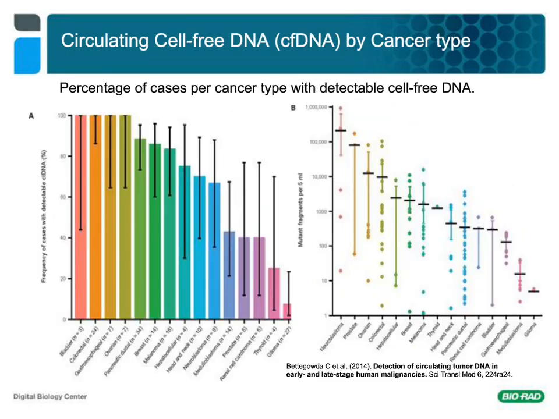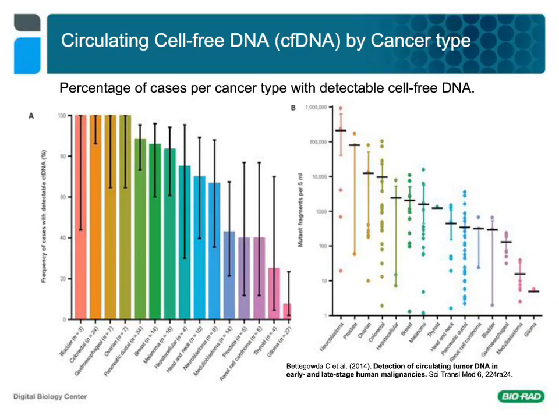Shown here is data from the lab of Luis Diaz at the Johns Hopkins University. In this figure, you can see the percentage of patient samples on the y-axis that have detectable cell-free DNA in the plasma from different tumor types in advanced disease on the x-axis, indicating that greater than 80% of the patients with metastatic disease have detectable levels of cell-free DNA.